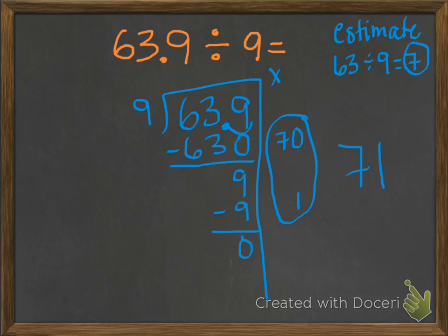I'm not done yet. Now remember, with 71, the decimal is there, it's just invisible, behind the ones place. So I'm going to take it and move it in 1 and drop the decimal point right there. So our final answer is 7.1. And it's super close to our estimate.